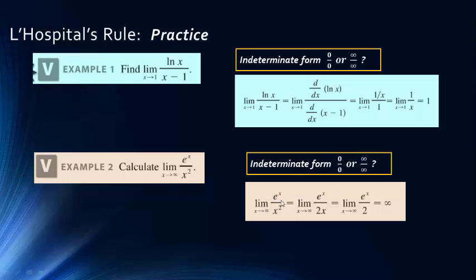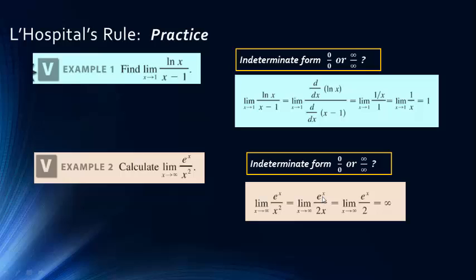The derivative of the numerator, the derivative of e to the x, is just e to the x. We learned that in the last chapter. The derivative of x squared is 2x. Notice here, when we put infinity in, we still have e to the infinity, which is infinity, over 2 times infinity. So here we still have infinity over infinity. So we apply L'Hopital's rule again.